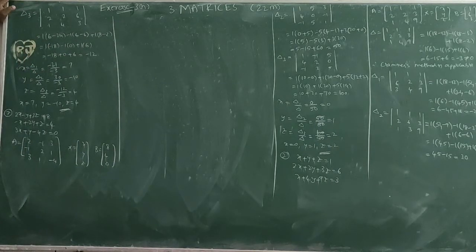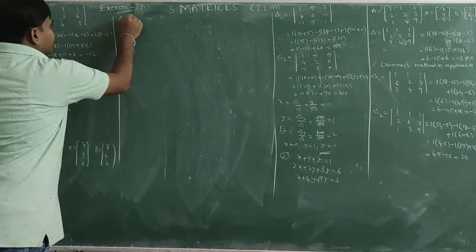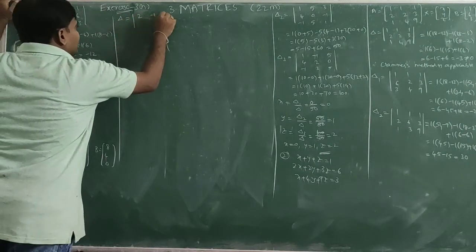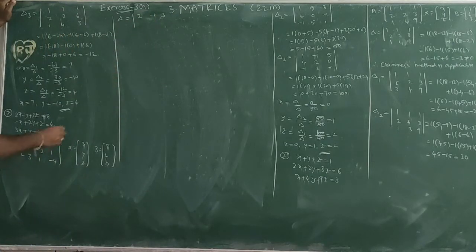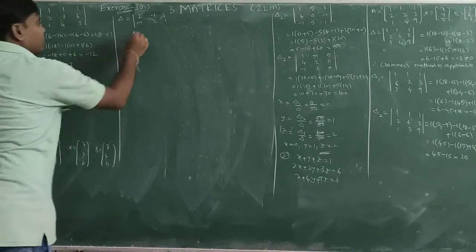Next, delta equal to the determinant of 2, minus 1, 3; minus 1, 2, 1; 3, 1, minus 4.